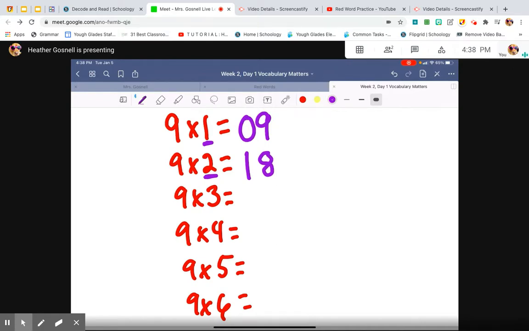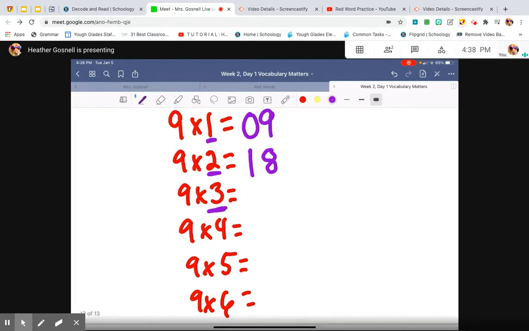I love number patterns. What's 3 minus 1? 3 minus 1 is 2. Well, what can we add to 2 to get 9? 2 plus 7, my friends, is 9.